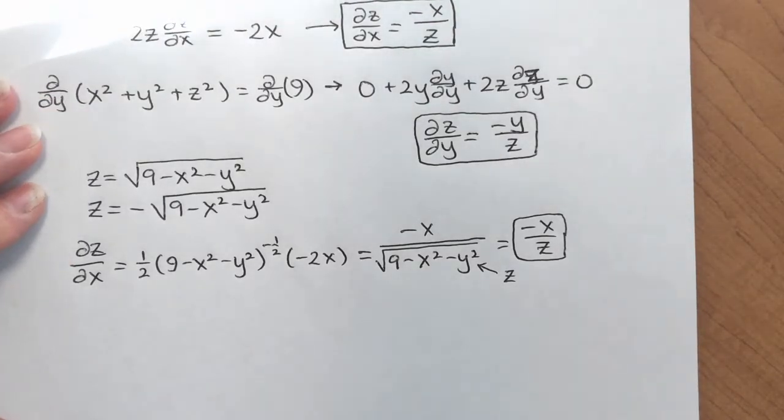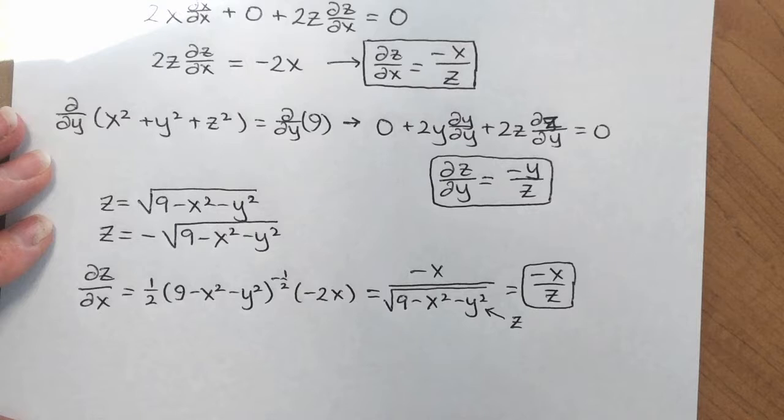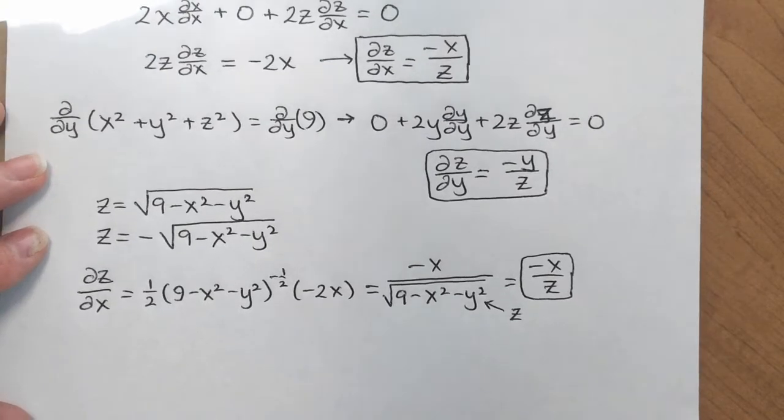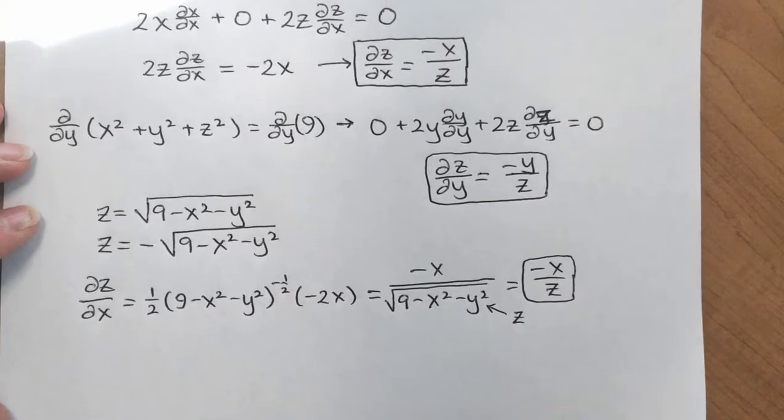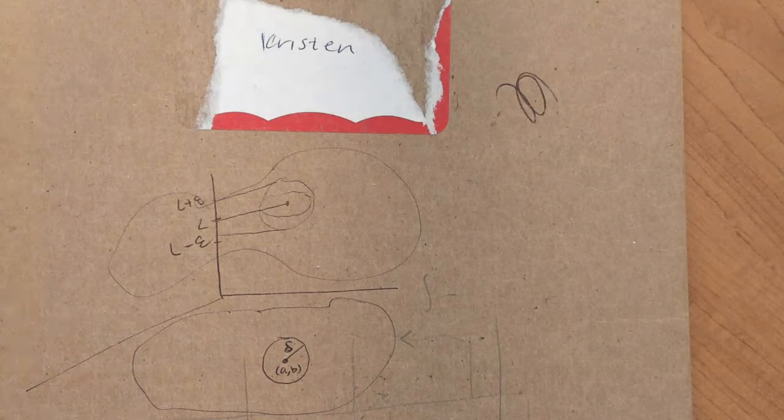Now in this case, neither method was really more difficult than the other, but if you have an equation where you cannot solve for z as a function of x and y, then implicit differentiation is obviously the way you need to go. All right, let's do one more example. All right, here we go.